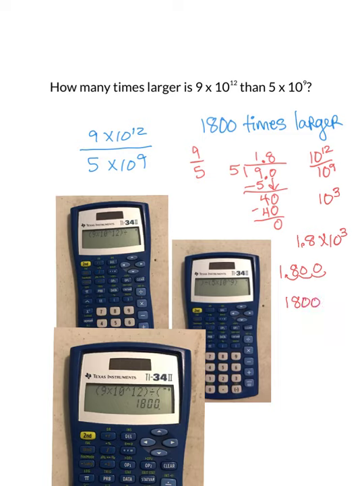So here we've done long division without a calculator, and we've also done it with a calculator, but this is estimating scientific notation: how many times larger and how many times smaller. Remember, the bigger number goes on the top, the smaller number on the bottom, and divide them out.